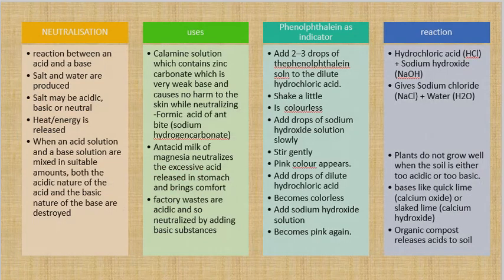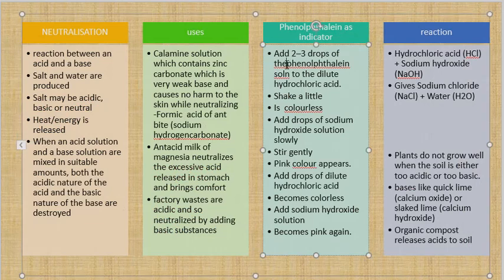The other indicator that we talked about is phenolphthalein. Now, what is it? When you add 2 or 3 drops to dilute hydrochloric acid, what is hydrochloric acid? Acidic, and when you shake, it becomes colorless, right? Then add a few drops of sodium hydroxide, which is a base, then stir slowly, and a pink color appears.